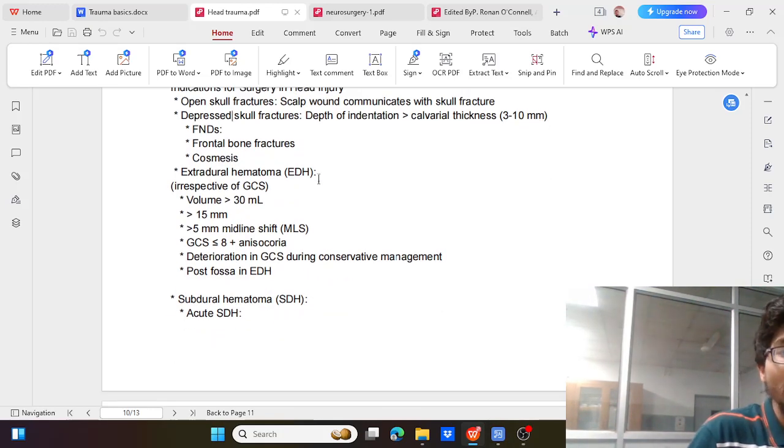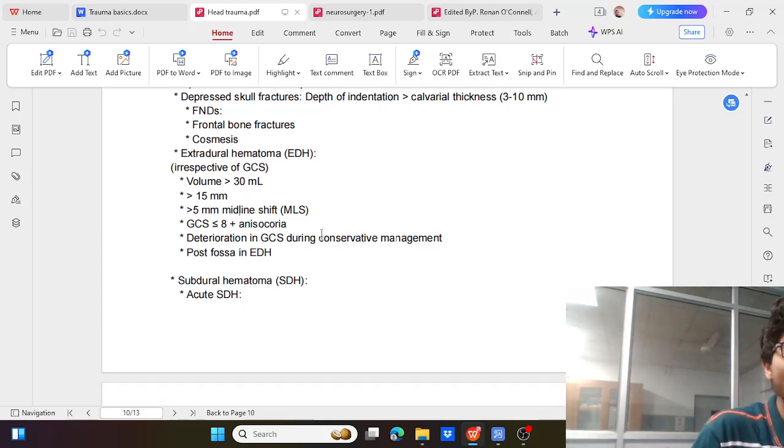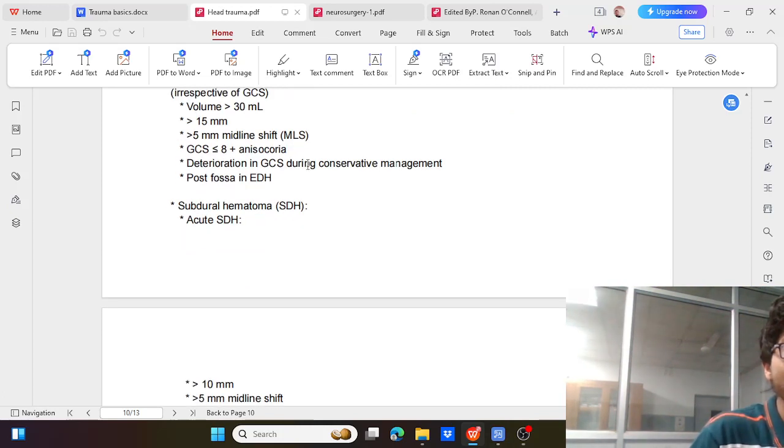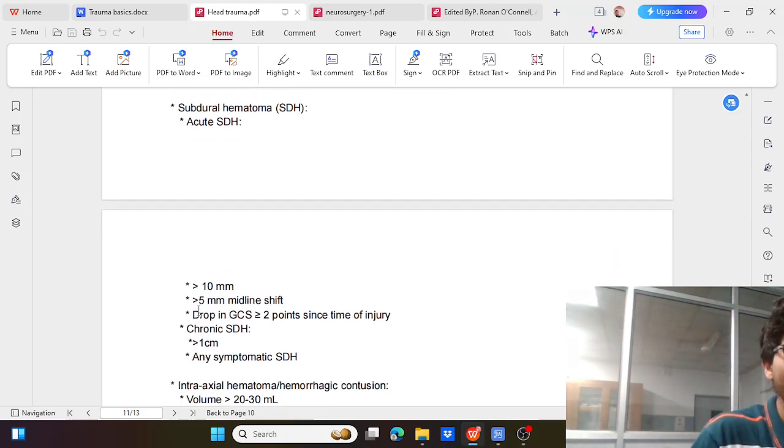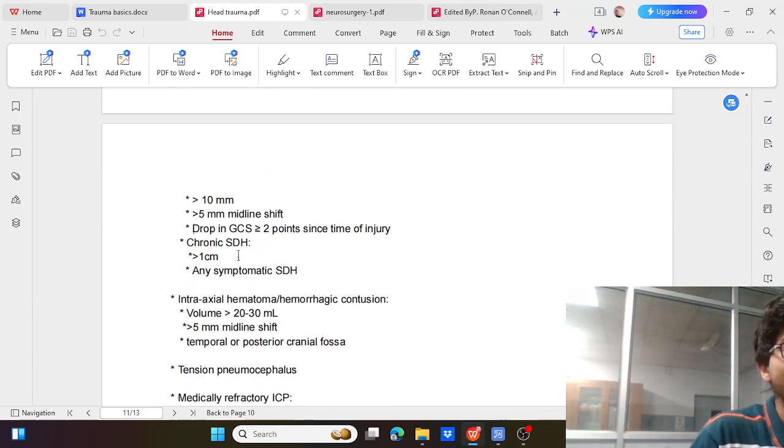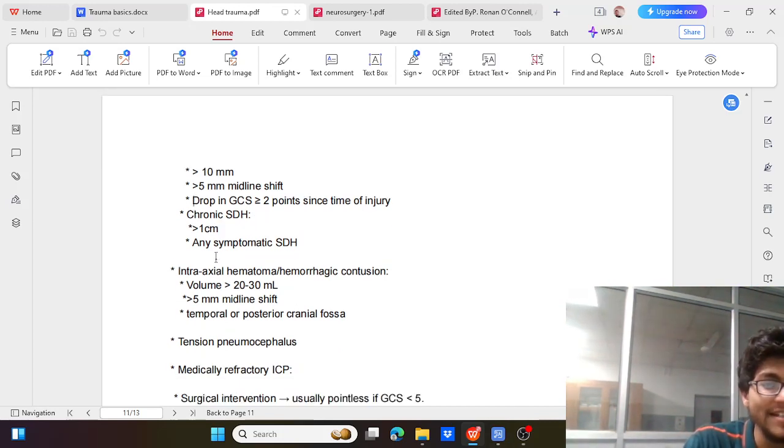Then extradural hematoma, which we have already discussed, without considering GCS, that is volume more than 30 cc or ml, more than 15 mm thickness, more than 5 mm midline shift, GCS less than 8 with anisocoria, that is difference in the pupil size, deterioration of GCS during conservative treatment, posterior fossa EDH. In subdural hemorrhage more than 10 mm, more than 5 mm midline shift, drop in GCS more than 2 points between time of injury and admission, chronic SDH more than 1 centimeter, any symptomatic SDH.